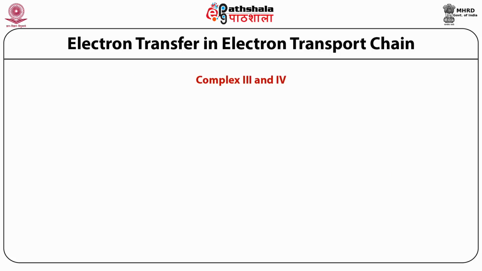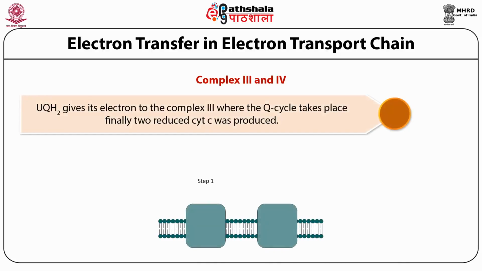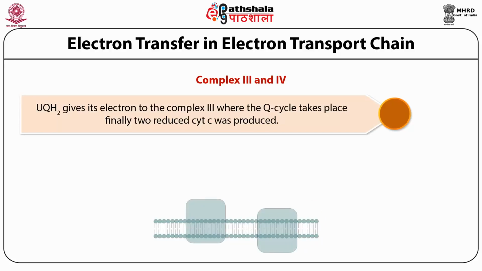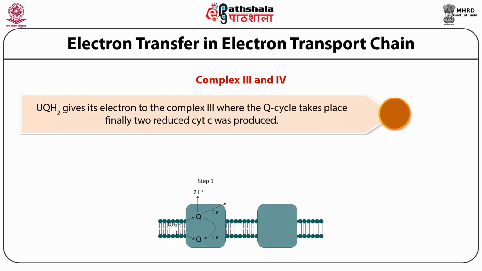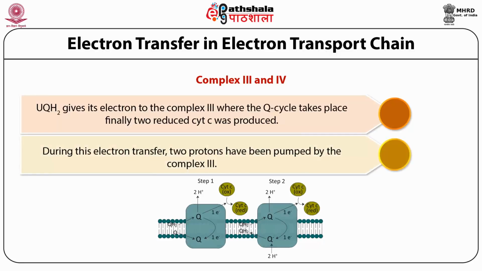Ubiquinone produced from complex first and complex second goes to the quinol pool, and from the quinol pool the ubiquinone will be used by complex third, where the Q cycle takes place. This has already been discussed in the previous modules, and the Q cycle results in the production of two reduced cytochrome C. During this electron transfer, two protons are pumped from complex third, and this proton pump is again a result of electron transfer and production of delta E, which is responsible for the production of delta G.